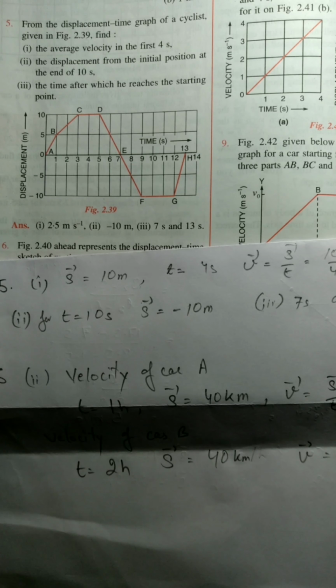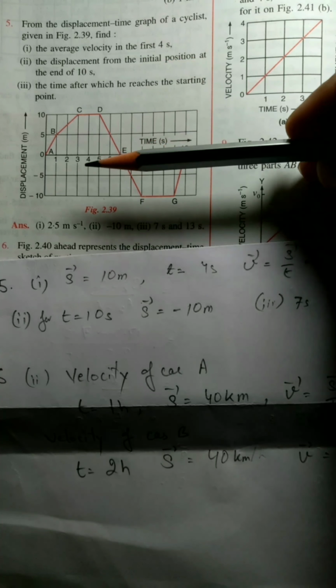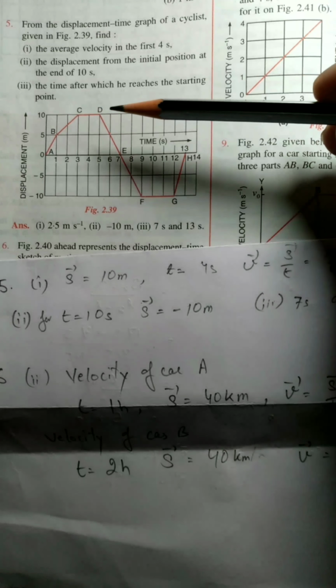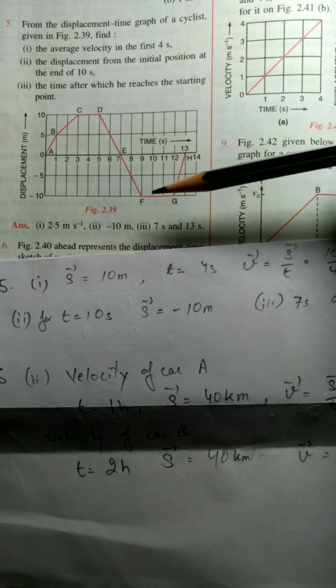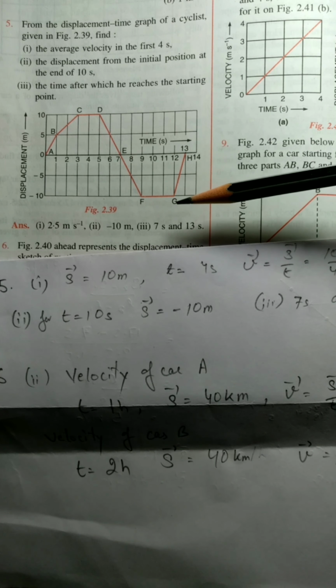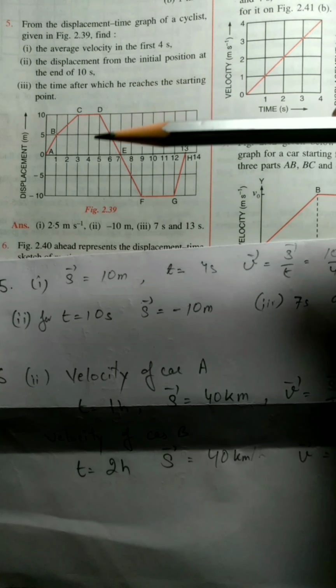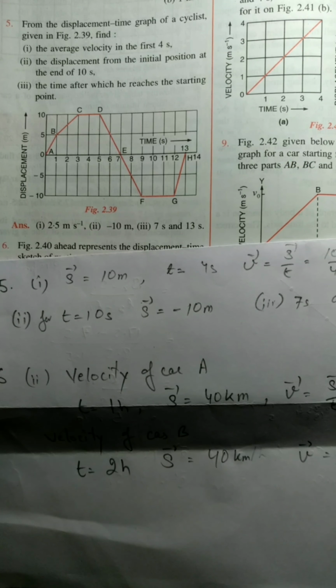So I would like to discuss this graph first before solving the question. So let us try to understand the graph of a cyclist. The graph has been divided into different portions: A B, B C, C D, D E, E F, F G, and then G H. So the graph has these various different portions. Let us discuss one by one.